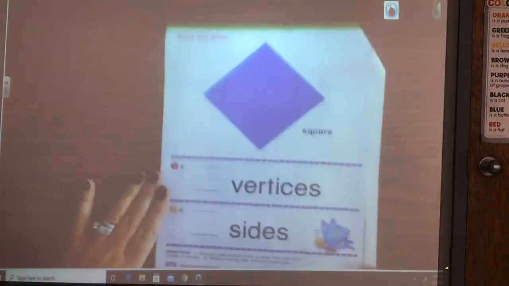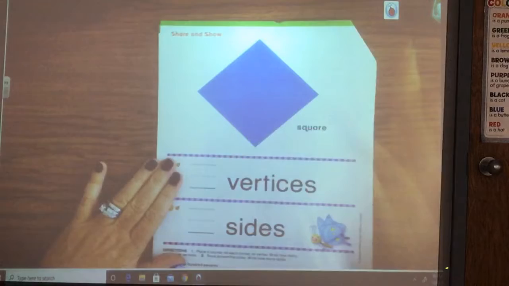Lift up your page, turn it and fold it back. If you do not have your math page out right now, that is fine. You can just watch me and then do yours next.